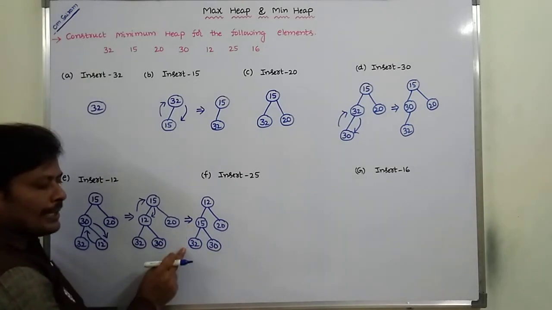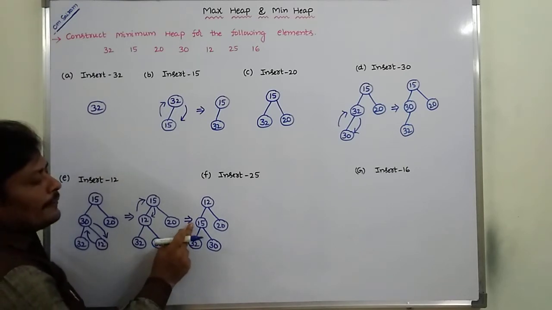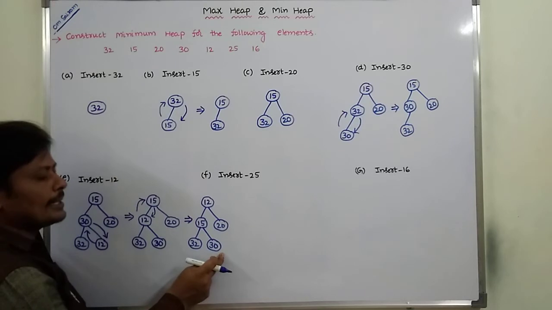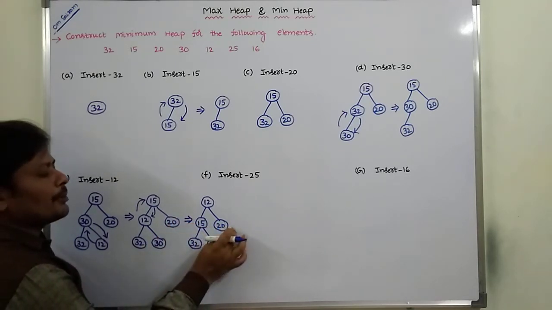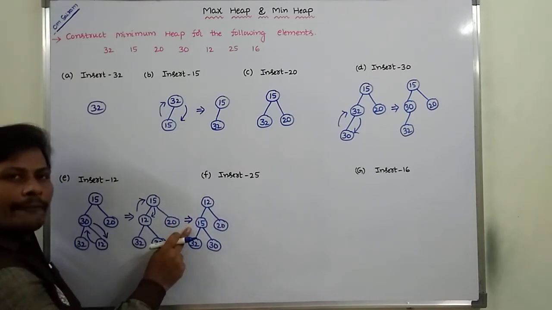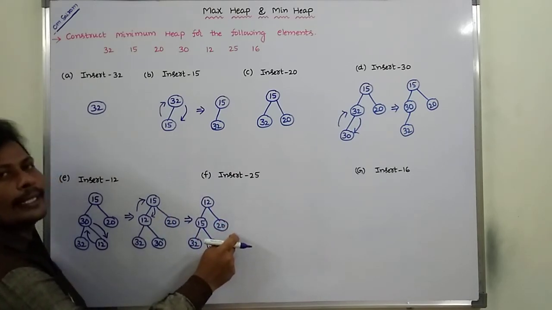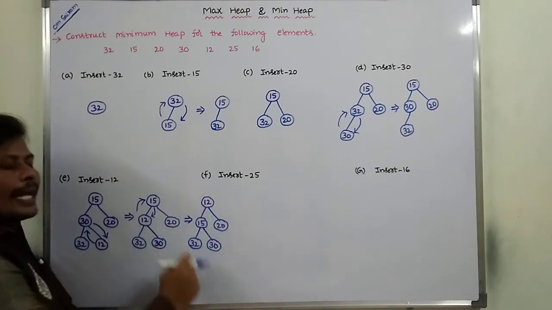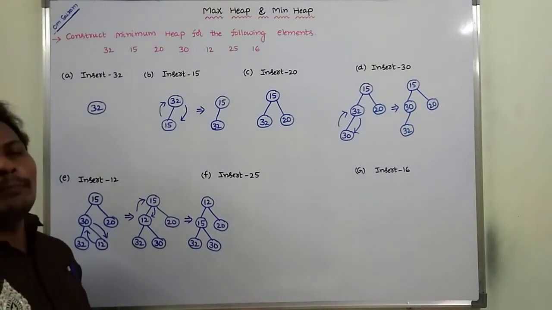So now 15 is less than 32. Yes, it satisfies the minimum heap property. 15 is less than 30. Yes, it satisfies the minimum heap property. Now 15 and 20 have the parent 12. So now 12 is less than 15. Yes, condition true. 12 is less than 20, condition true. So all the nodes satisfy the minimum heap property. Hence it is a minimum heap.